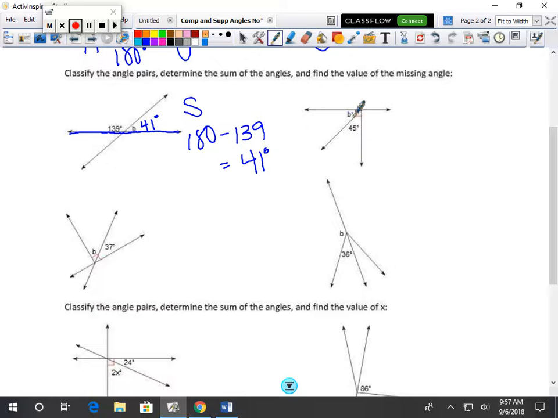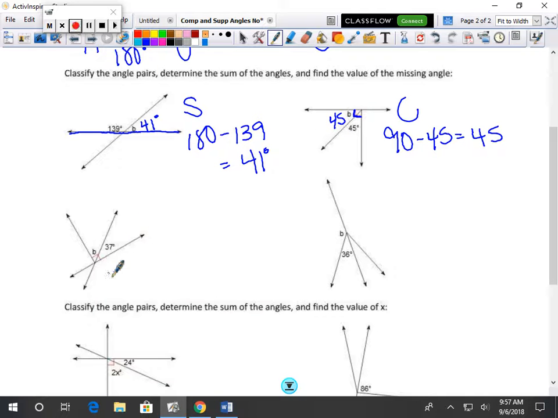The next example here is a right angle, which makes these complementary. So 90 minus 45 gives me 45. So these angles are actually the exact same on both. They're congruent angles. Throwing in some old vocabulary from earlier this year, when they're equal or the same, that also could be described as congruent.